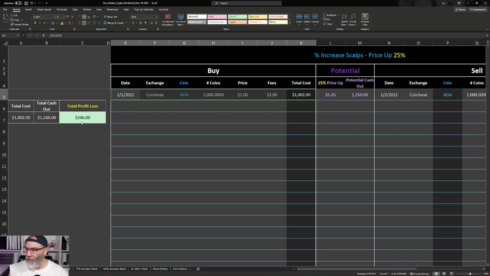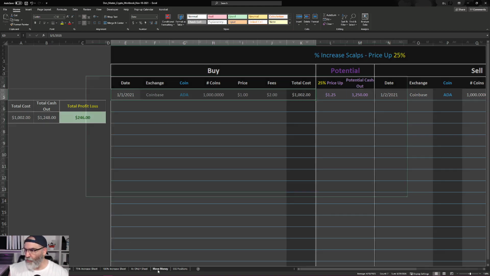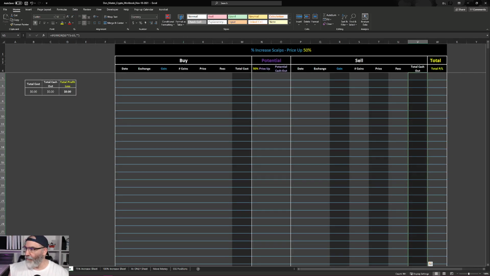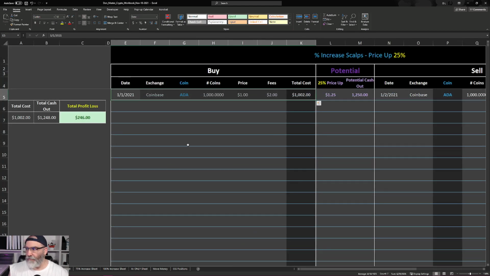This $246 and growing will eventually end up over here in a bucket called 'my 25% sheet has profited me this amount of money,' and I'm taking this money and I'm moving it here and I'm moving it here and I'm moving it here. Same for the 50% sheet. You'll see it when I build it. So now the 50% sheet is the same exact situation as the 25% sheet. There's no difference whatsoever.